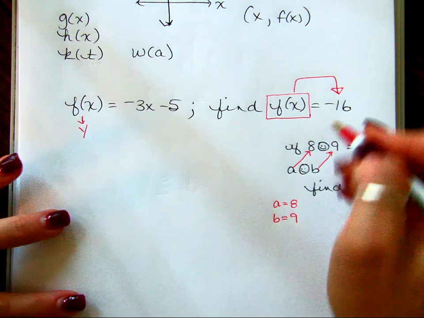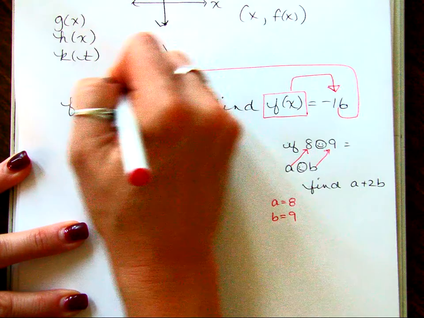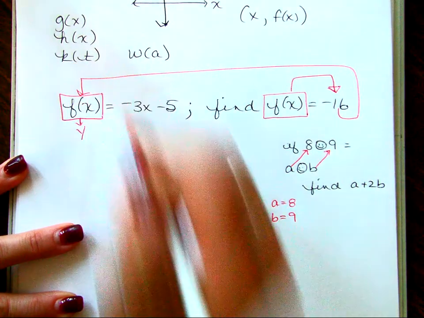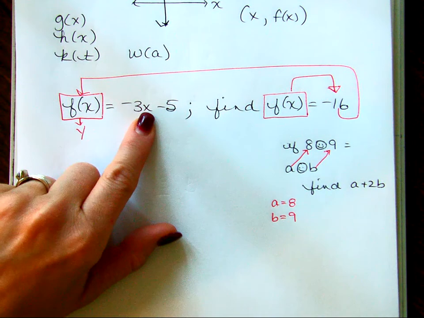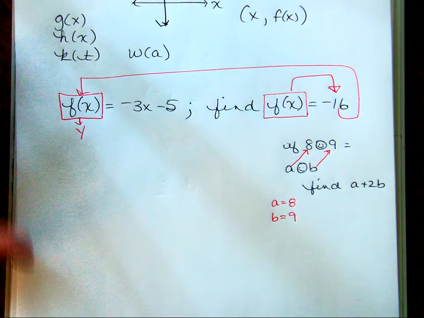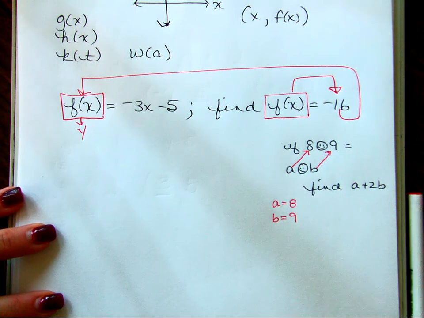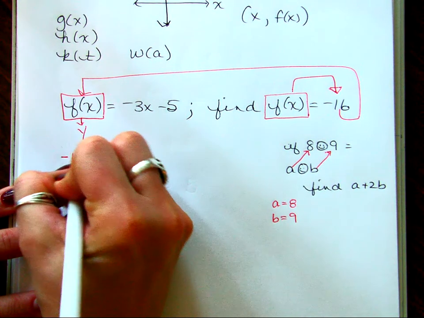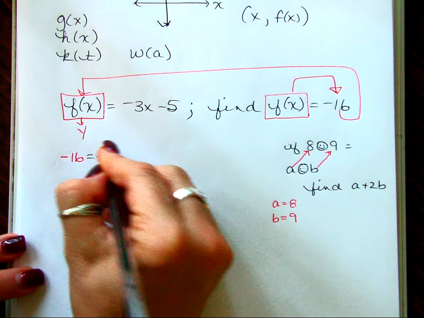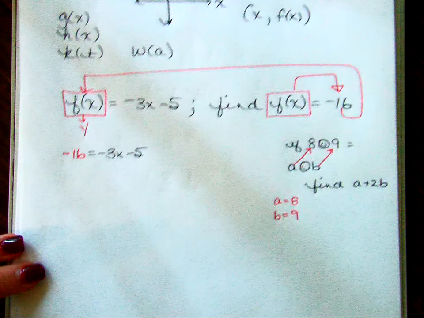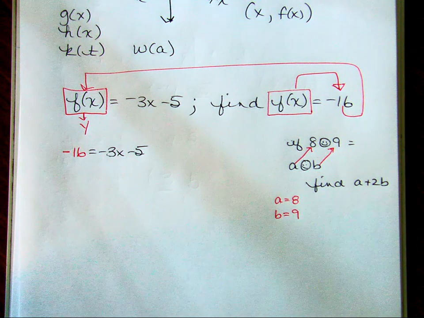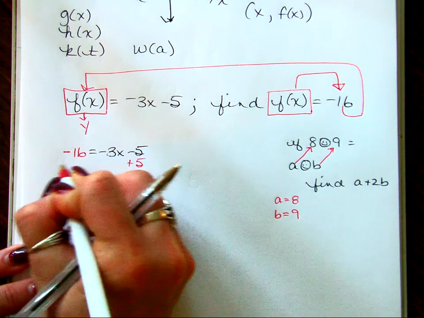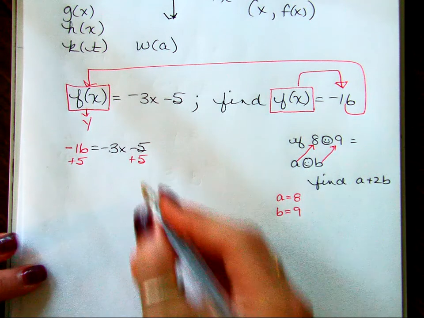So it's going to literally go right here. There's only two spots that you can put it: in for the x or in for the f of x. Well, it's f of x. So you know what I'm going to do? The negative 16 goes right here. And then I have my equals negative 3x minus 5. And then I have to just do a little equation and solve for x. But we know how to do that, right? So let's add 5 to both sides because that's how you work out equations. You cancel that constant first.